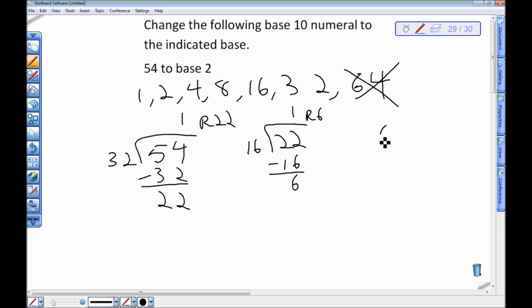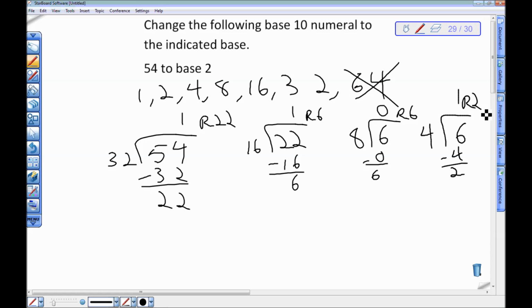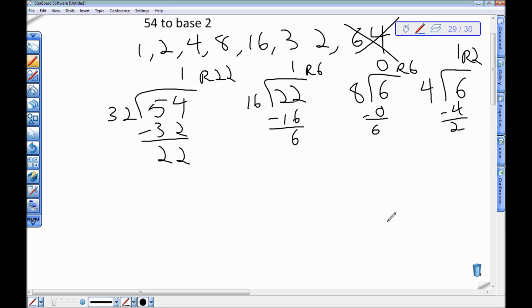Now I'm going to take that 6 and divide it by 8. You need to do this step at least to notice that it goes in there 0 times. So there should be a 0 in the 8's place. Now I take my remainder and divide it by 4. That goes in there once. 1 times 4 is 4, giving me a remainder of 2. Now I divide by my next smallest place value, which is 2. That goes in there once and gives me no remainder. My next place is the 1's, so the 1's will be 0, and I'm ready to write this number.